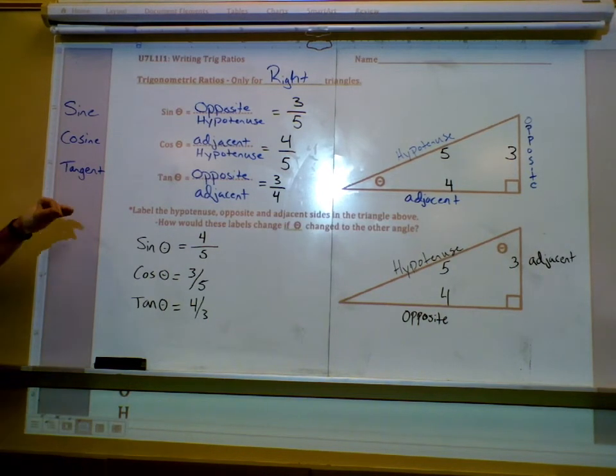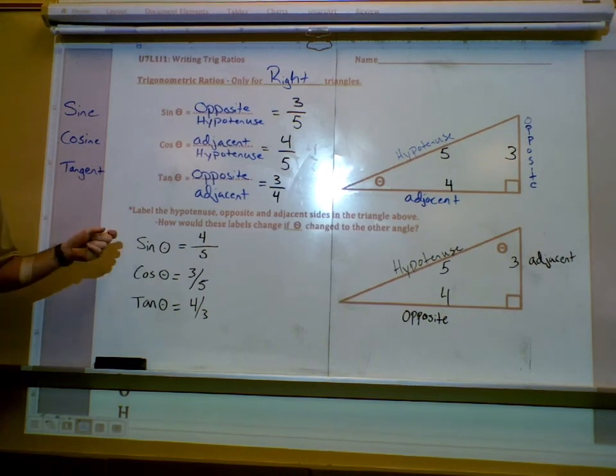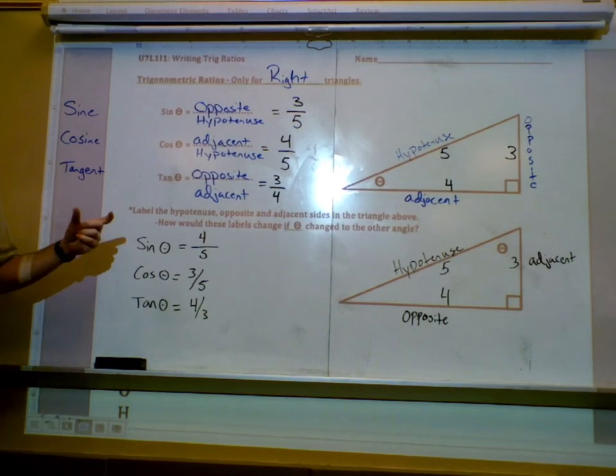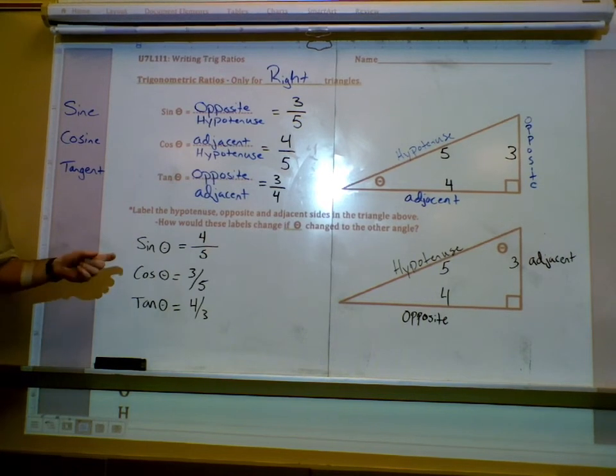Now one more thing before we move on to our acronym and our example. You have a 45 and a 45? Yep. Okay. Now, sine, cosine, tangent.